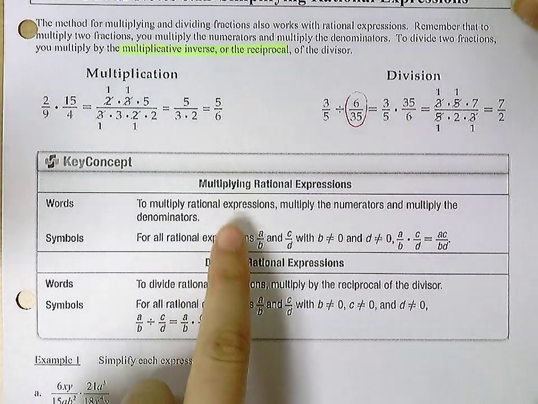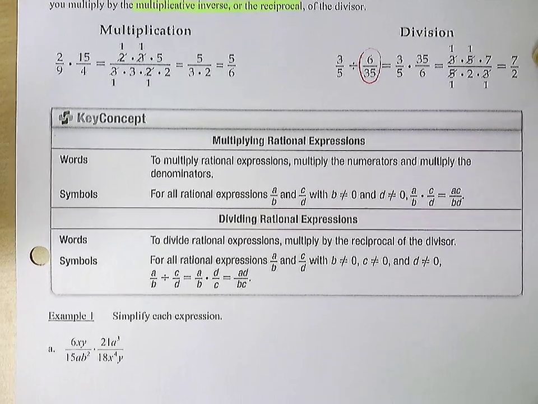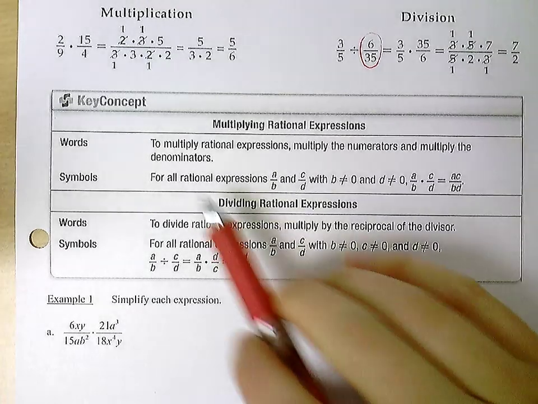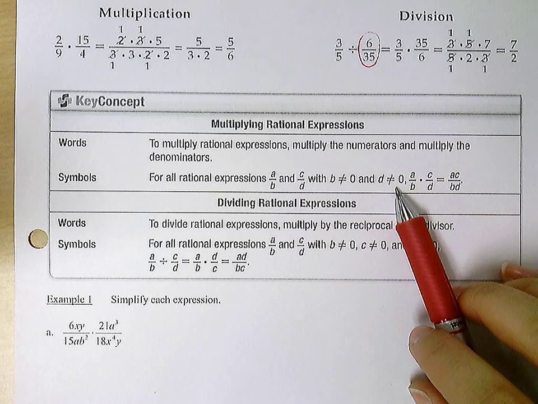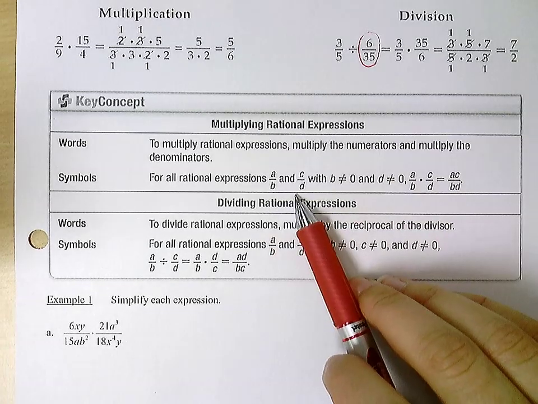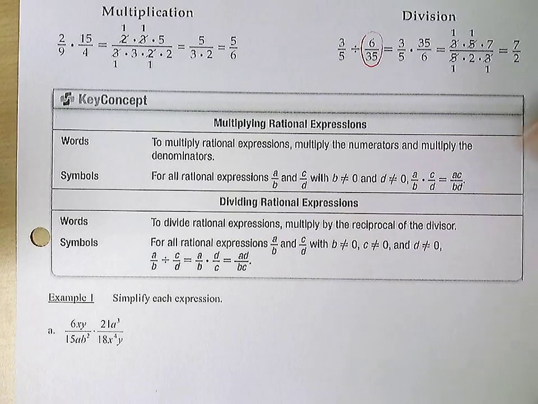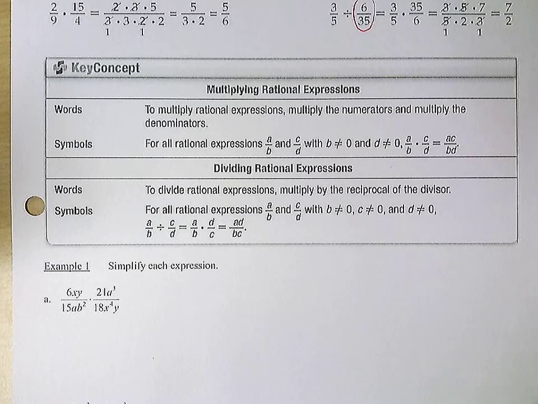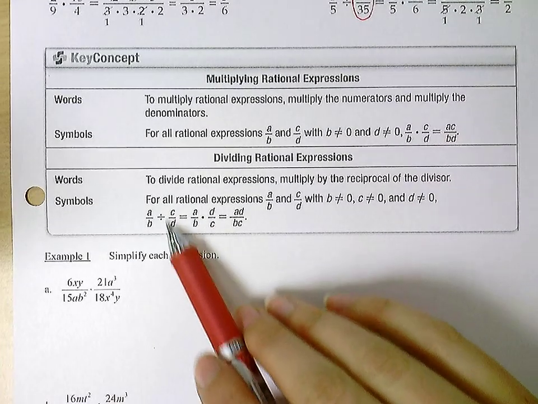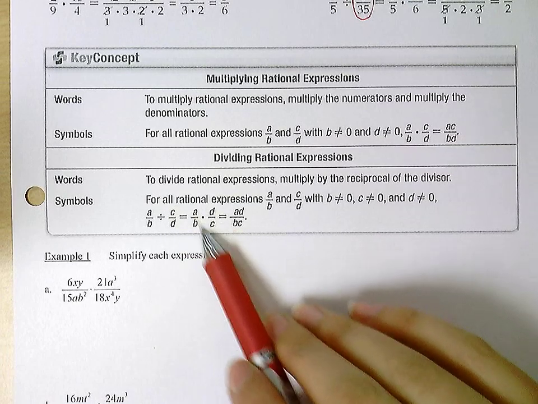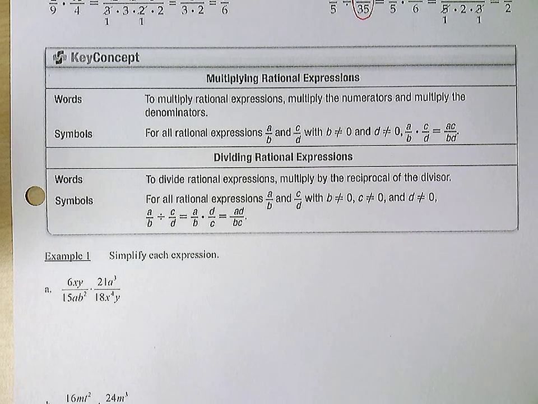So to multiply rational expressions, multiply the numerators and multiply the denominators. So for all rational expressions, a over b and c over d with b not equal to 0 and d not equal to 0, because those would be undefined then, a over b times c over d is ac over bd. Okay, so you just multiply numerators, multiply denominators. Okay, if we're dividing, again, you have to find that reciprocal of your second fraction so you can multiply instead, and then multiply straight across just like in that first one.